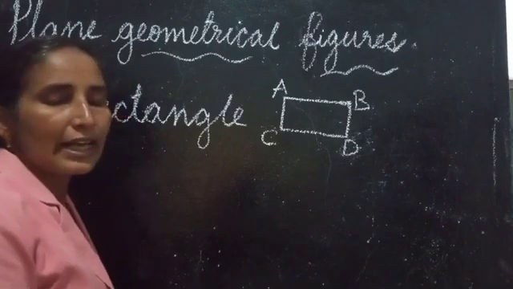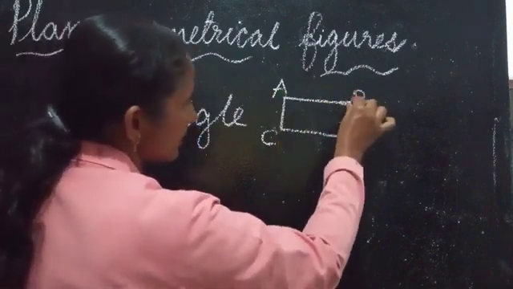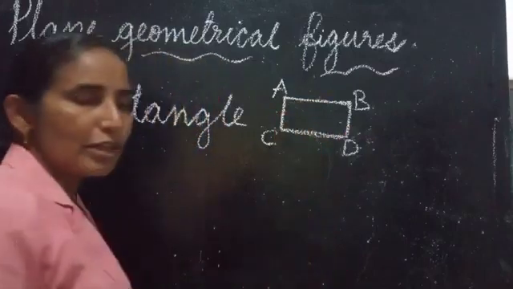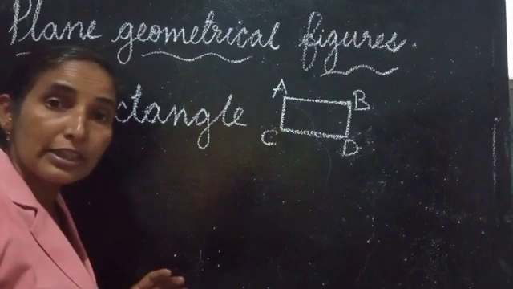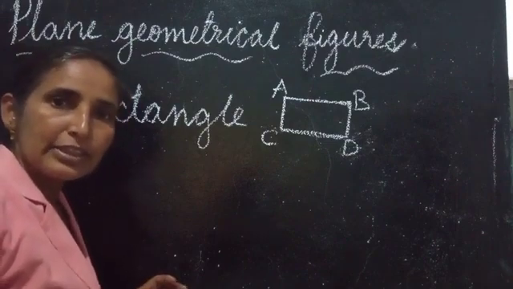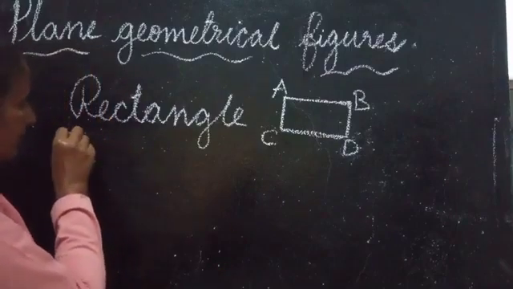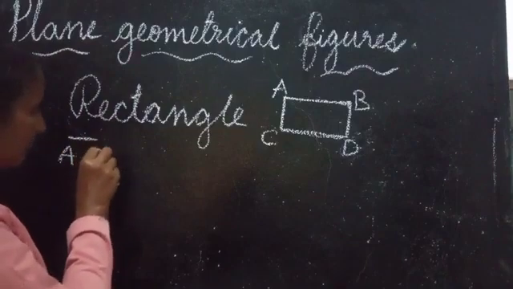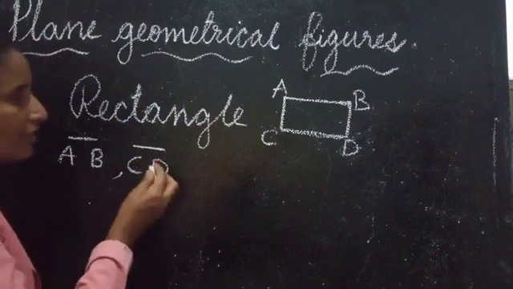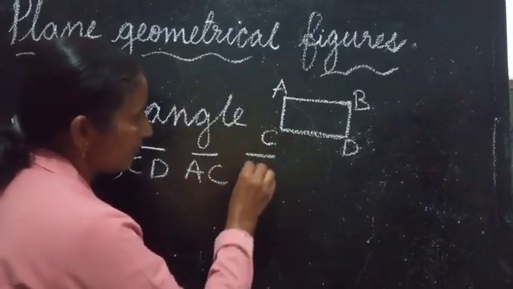And we have learned line segments also. This is a line segment, this is a line segment, this is a line segment and this is a line segment. So, 4 line segments join together to form a rectangle. Which are the 4 line segments? Line segment AB, then line segment CD, then line segment AC, then the line segment BD.